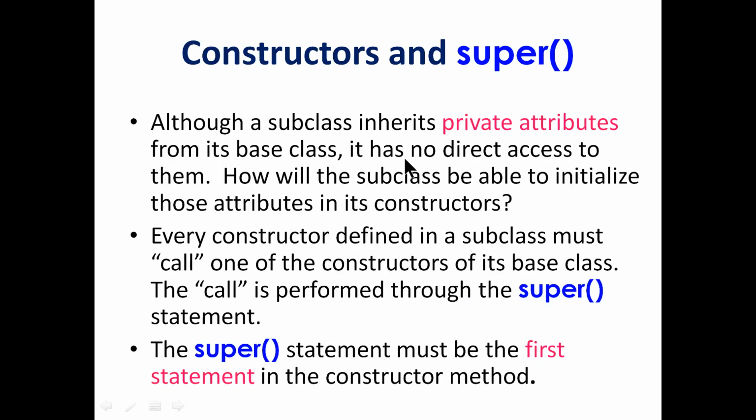Constructors and super: there is something very interesting in inheritance. Although a subclass inherits private properties from its base class, there is no direct access. What you can do is call the constructor of the superclass by just saying super. This super is a call performed, but please remember this must be the first line in the child constructor. The super statement must be the first statement, right?